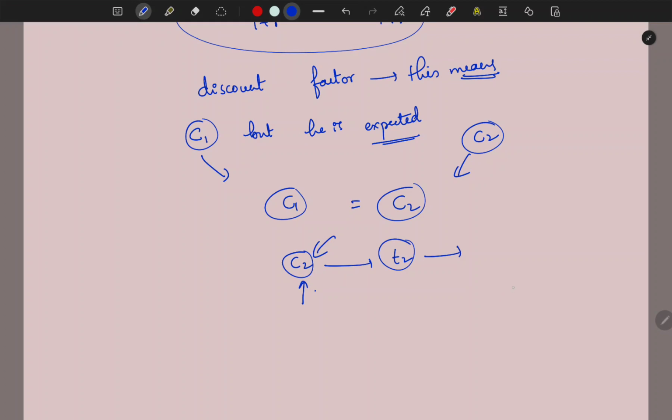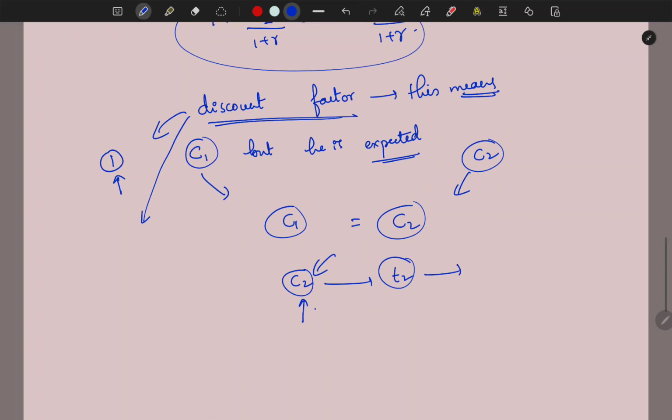In that case, there is a factor called discount factor. If it is 1, then whatever he is expected to consume has pure value. If it's less than 1, the meaning is he is valuing it less compared to its original amount. These are a few things. Thank you.